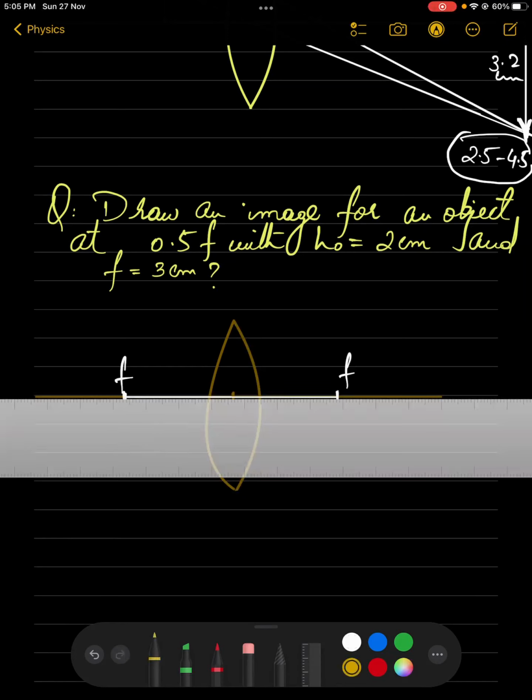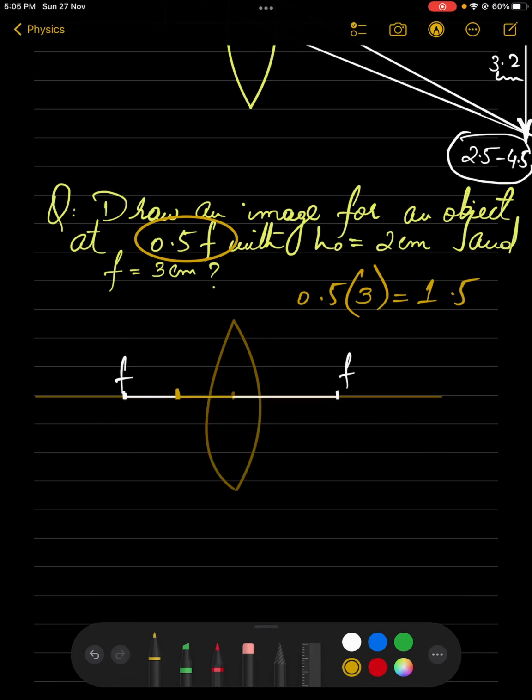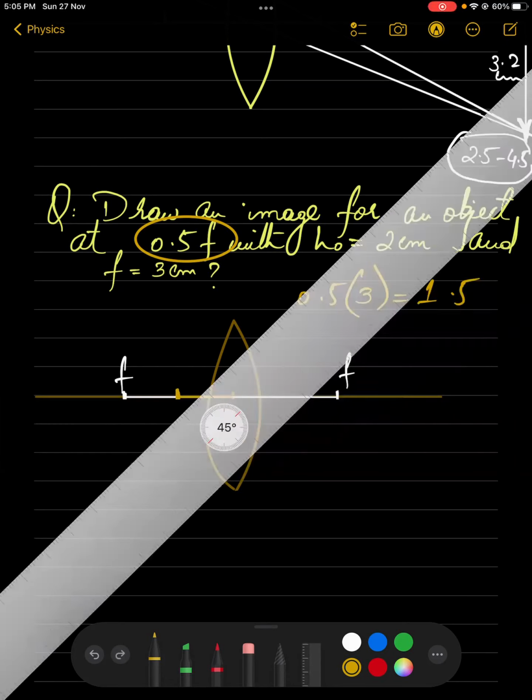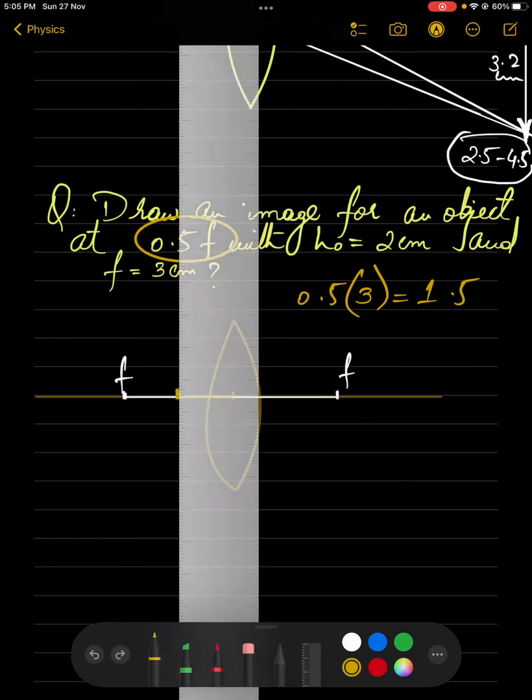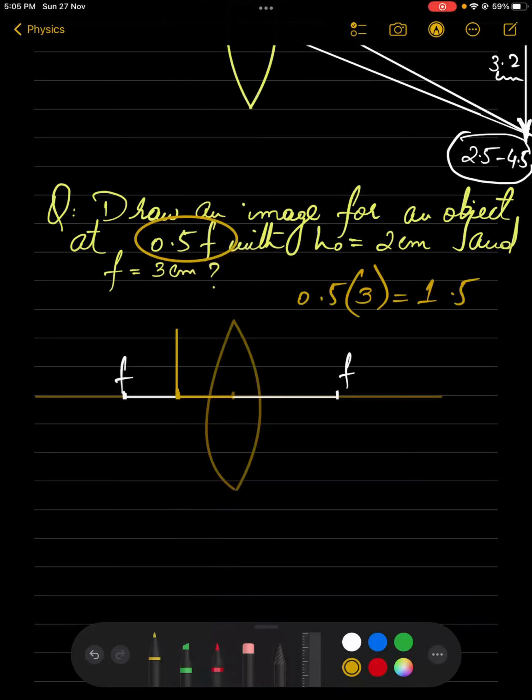Once I'm done with this, तो अब मुझे बनानी है अपने object की position, which is 0.5 f. So it's 0.5 times 3, which is 1.5, and I will take 1.5 in the back side from the optical center. तो यहाँ पर बनना चाहिए मेरा object. Now for that, I would take the height as 2 centimeter. So the height is now perfectly 2 centimeter.